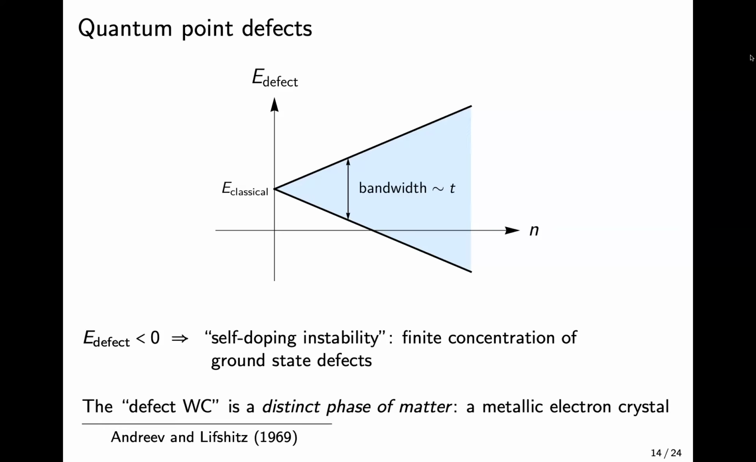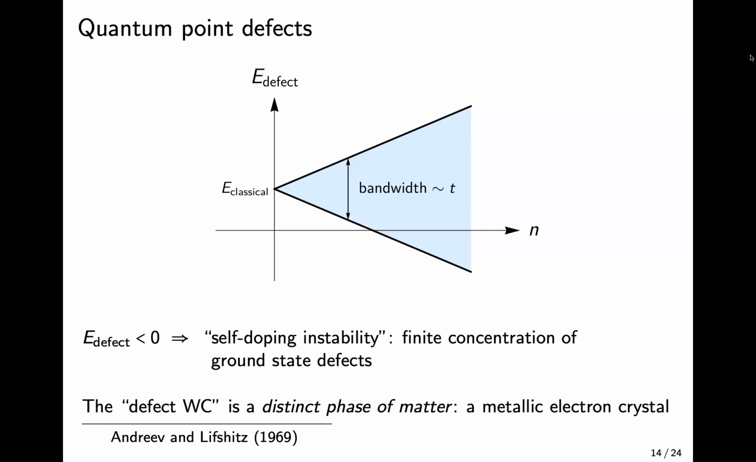Let me just note that if there was such a self-doping instability, this kind of defect crystal would be a distinct phase of matter from either the proximate ordinary crystal or the proximate liquid. It would really be some kind of metallic electron crystal phase, or metallic density wave.